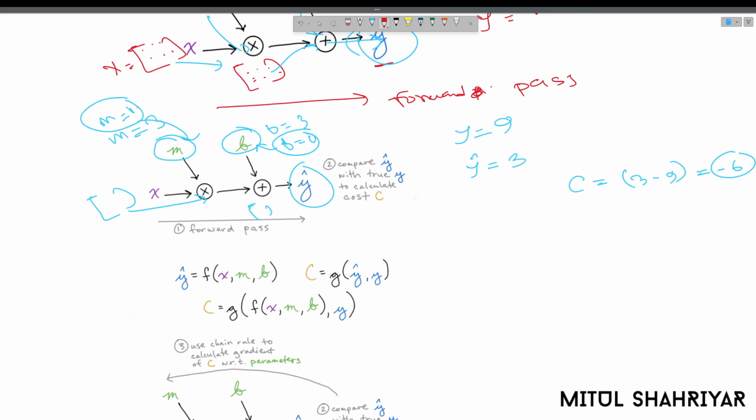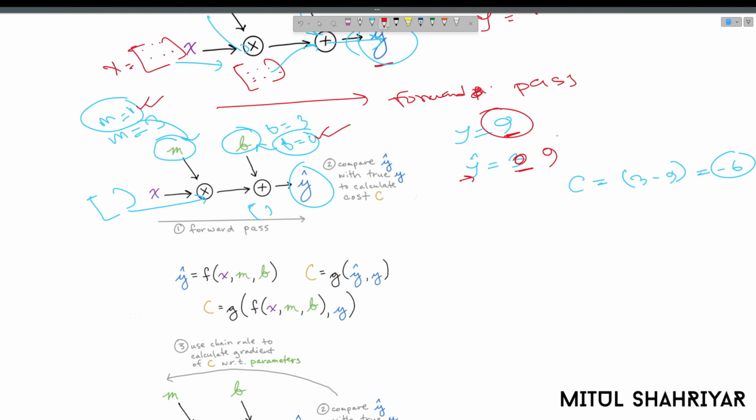We randomly selected m equal to 1, b equal to 0, but actually the value was m equal to 3 and b equal to 3. We didn't pick that. Actually the value of y should have been 9, but we have y hat, which is the one we got from the random choice. So 3. So our goal is 9, right? Won't it be great if the value of y hat is again 9?